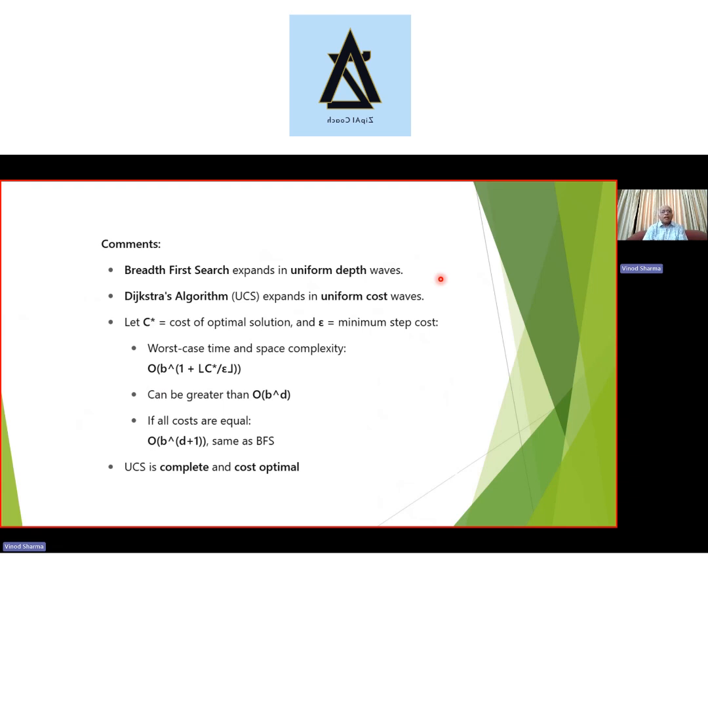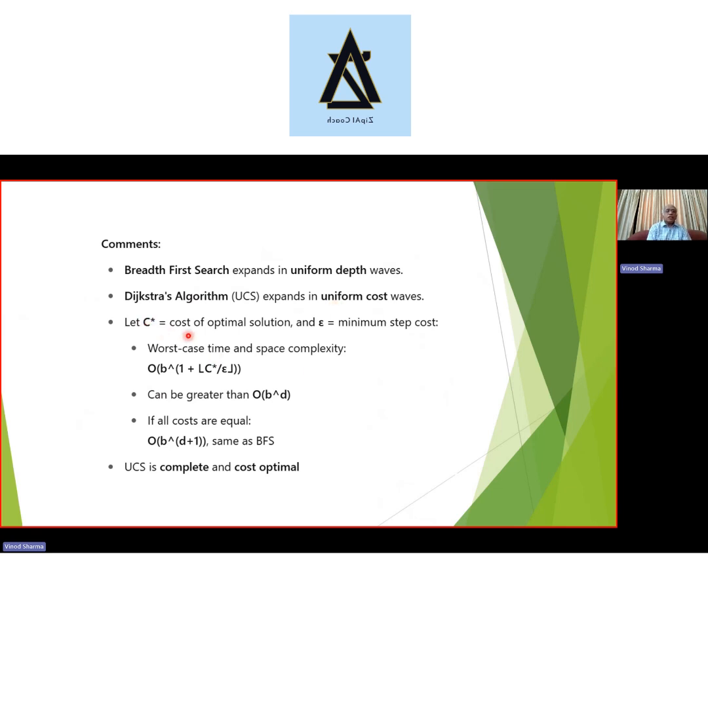Comparison of breadth-first and Dijkstra's, which is also called uniform cost algorithm, is that in breadth-first, you are at any time covering the same depth nodes. First one depth node, then two depth node, and so on. In case of Dijkstra algorithm, you are covering the same path cost from the root node at a time. And then you go to the next higher and so on.